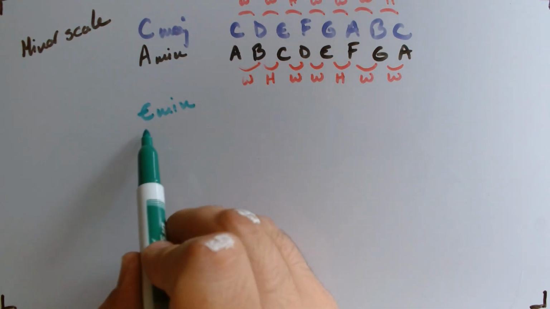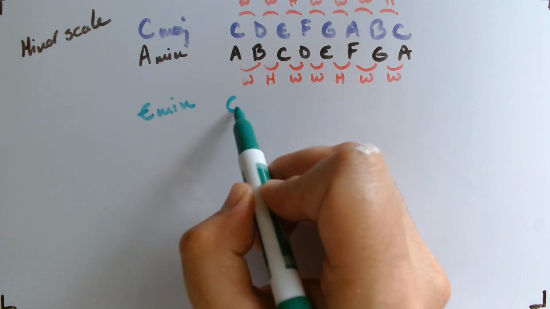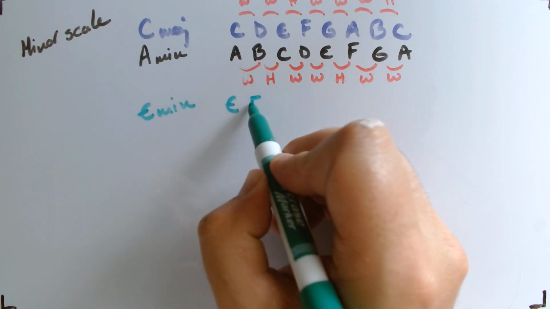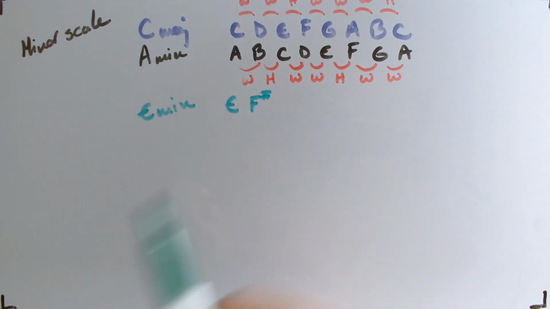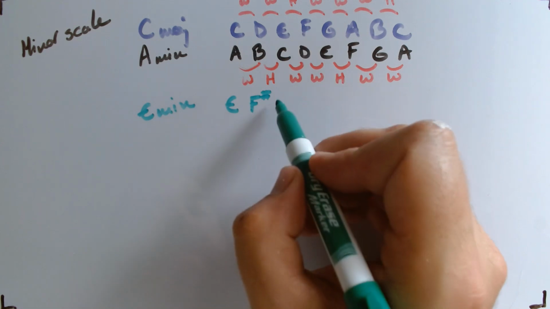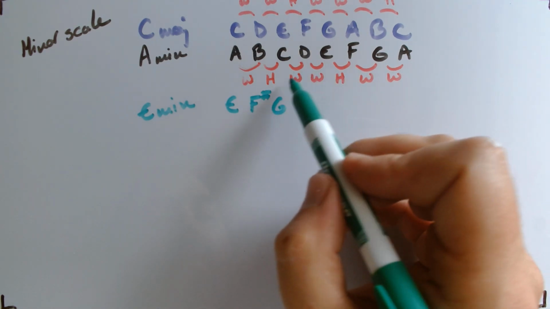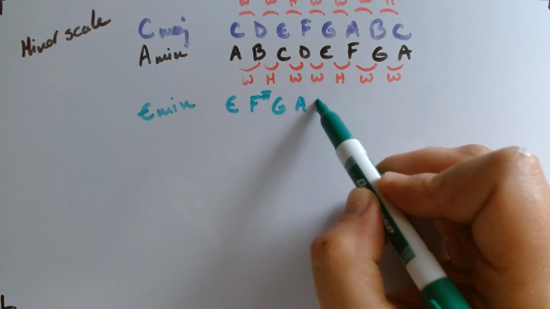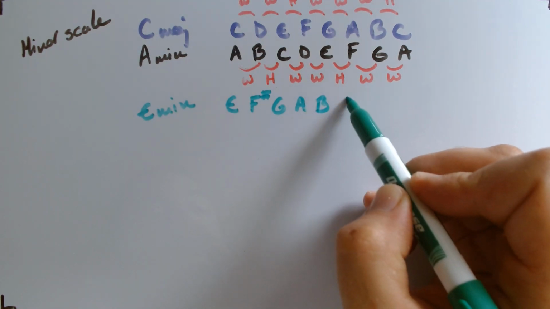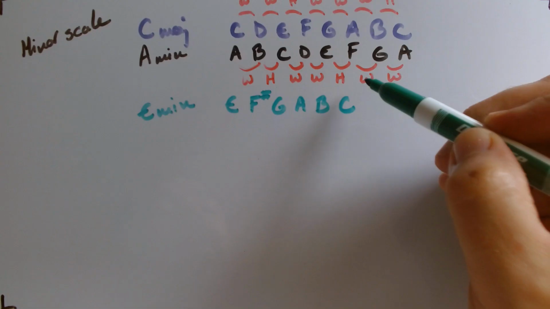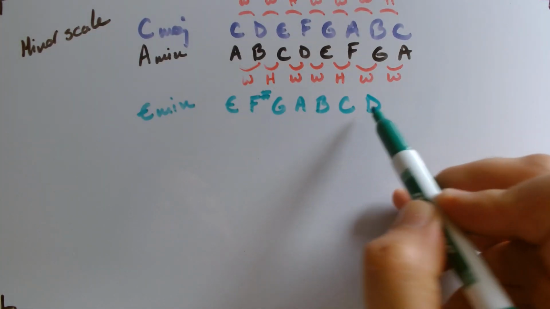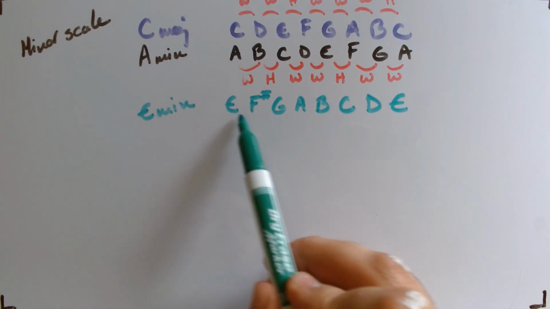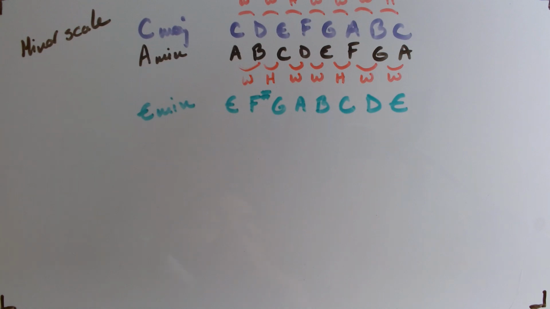Okay, now you always have to start with where you are, which is E in this case, and we have to go up a whole step. That will be an F sharp. Okay, a half step above that is going to be a G natural. A whole step above is going to be an A. A whole step above that will be a B. A half step above will be a C. A whole step above will be a D, and then a whole step above will resolve back to the E. So there is our relative minor scale for E minor.